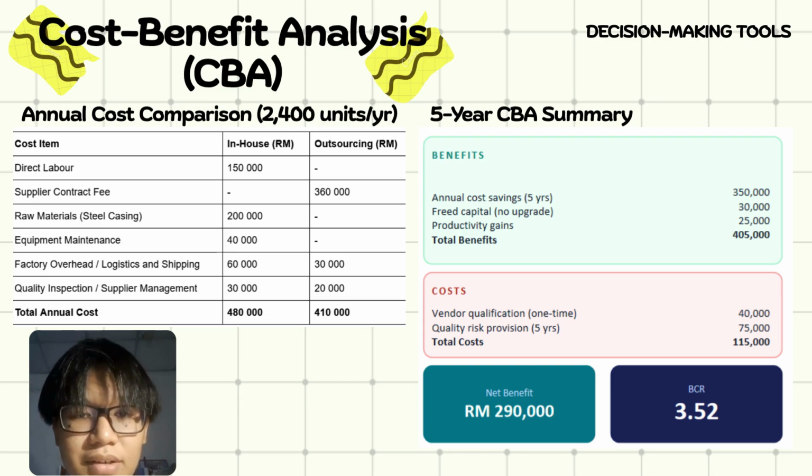Over a 5-year horizon, total benefits reach 405,000 ringgit against cost of just 1,015 ringgit, giving a net benefit of 2,090 ringgit and a BCR of 3.52, meaning every 1 ringgit spent returns 3 ringgit 52 cents.